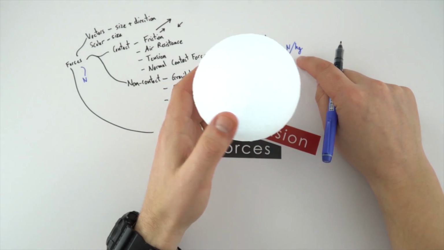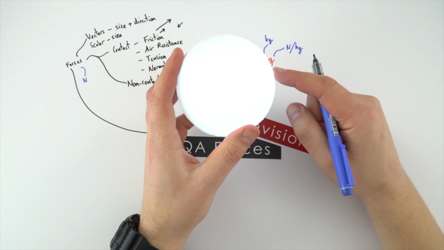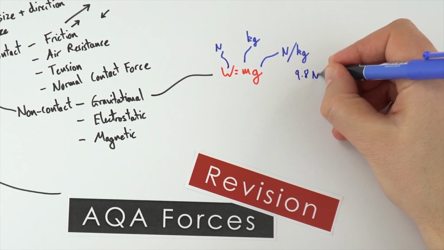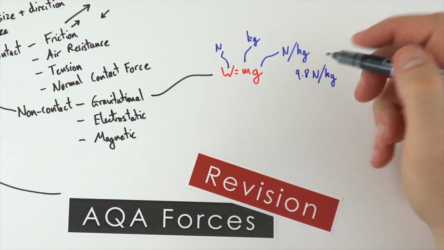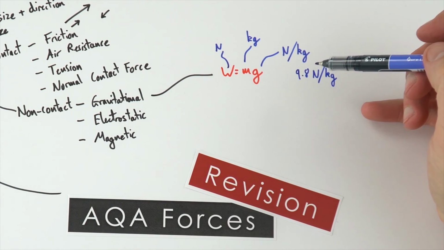And this field strength really depends on which object we're considering. On the moon, for example, it's about 1.6 newtons per kilogram. On Earth, it's about 9.8 newtons per kilogram. So if you need to convert from kilograms into newtons, you just multiply by 9.8.